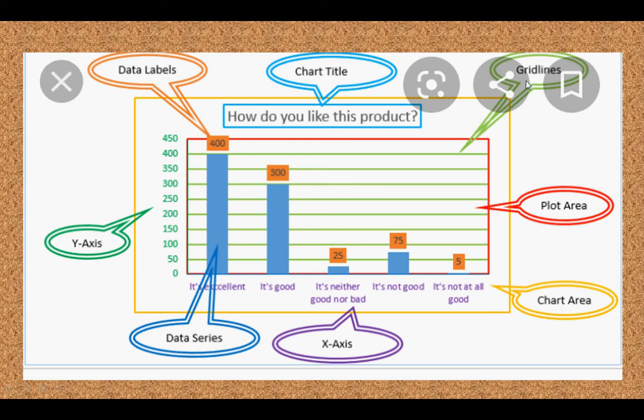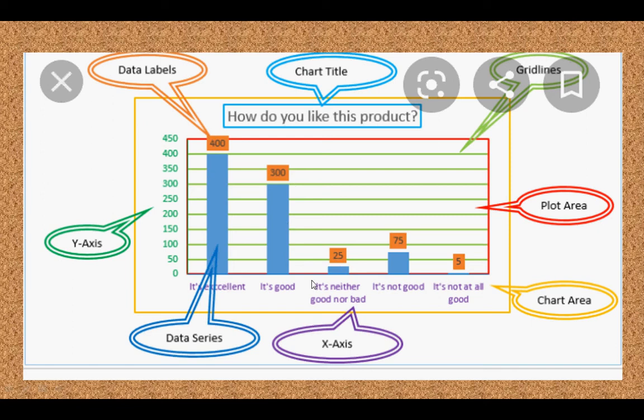Then grid lines. As I told you, if you have seen graph paper, you must have noticed the vertical and horizontal lines. Similarly, here we can also have horizontal lines. They basically show the grid lines. Then data labels, we can give data labels here. Then the chart area; this whole area is called the chart area.